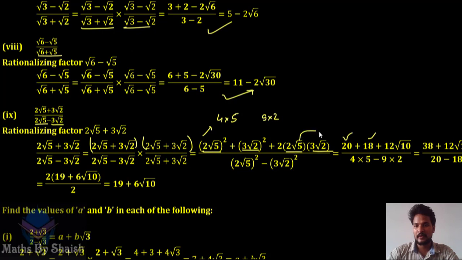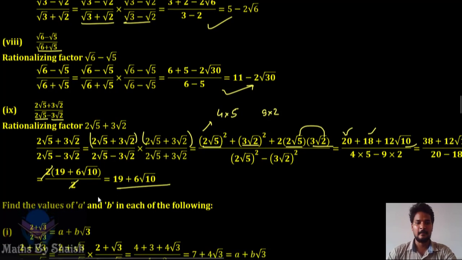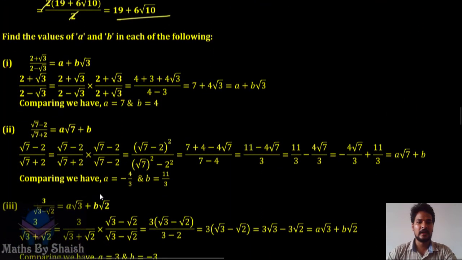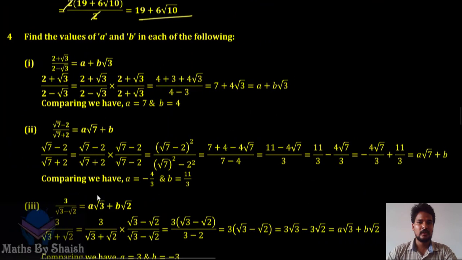Similarly, root 5 into root 2 is root 10, and 2 2s are 4, 3s are 12, so we got this, and we will simplify. We will get 38 plus 12 root 10 over 20 minus 18, that is 2. I have taken 2 common from the numerator, and we got 19 plus 6 root 10, and then these two got cancelled, and we got only 19 plus 6 root 10.